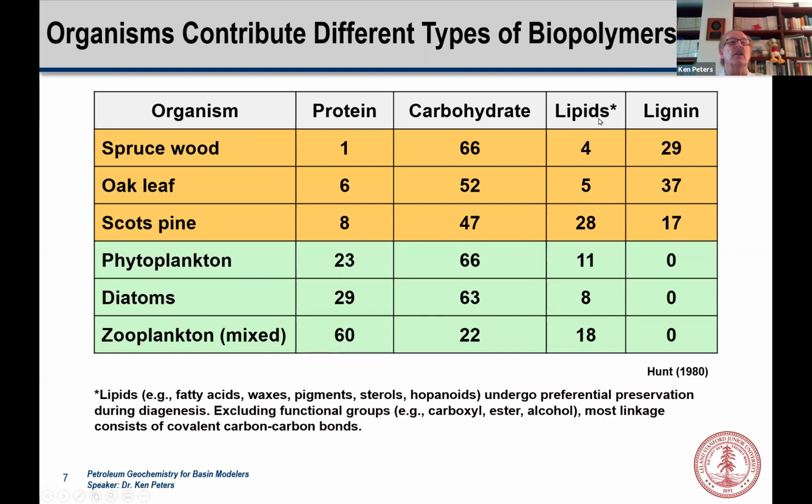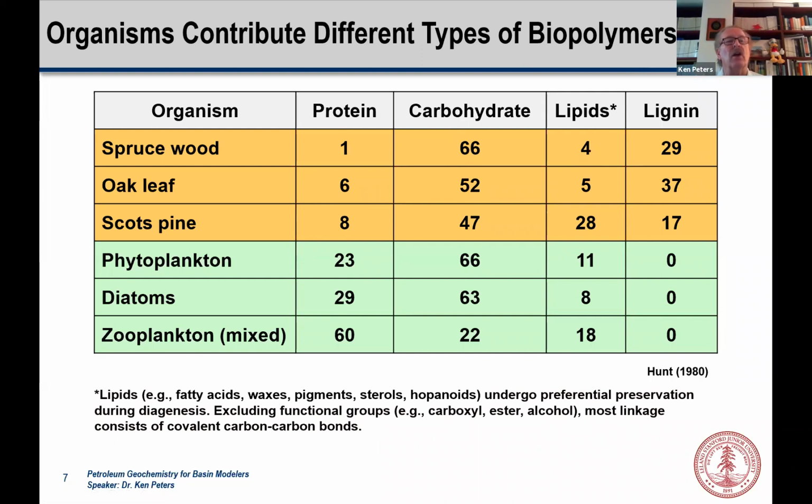Lipids are a little bit different. Lipids are, of course, biopolymers. Virtually all of them are produced by polymerization of isoprene in various ways. And lipids consist of things like fatty acids and waxes and pigments, sterols, hopanoids. The interesting thing about these compounds is that the backbone or skeleton of these compounds is carbon-carbon covalent bonds. So those are very difficult to break compared to peptide linkages or glycosidic linkages. Carbon-carbon bonds are more difficult to break.